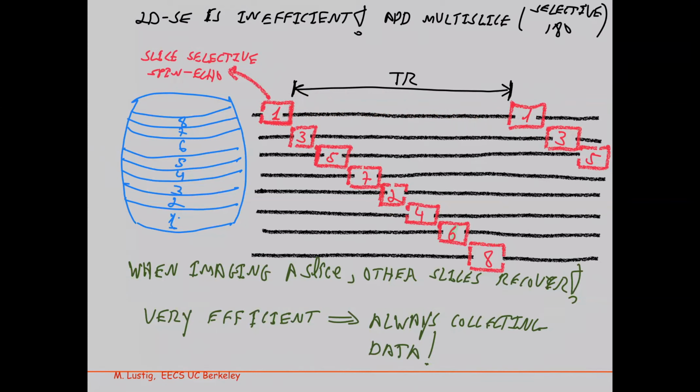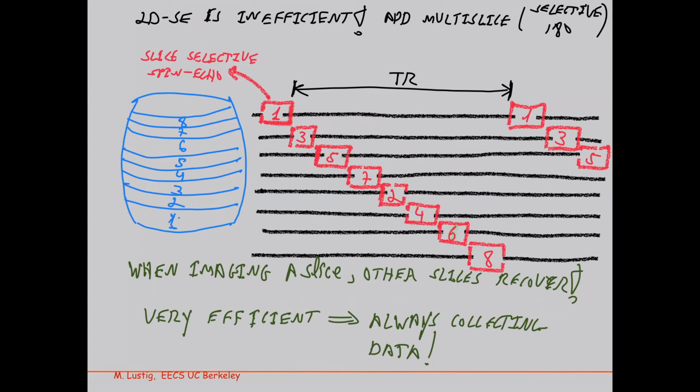So when imaging a slice, basically other slices have time to recover. So it's very efficient. We're always collecting data. The dead time is really very small. So what you see is when you prescribe a spin echo sequence and you prescribe one slice, it will take you, I don't know, 3 minutes to scan. And then you prescribe 2 slices and still 3 minutes. You prescribe 3 slices, still 3 minutes. 4, 5, 6, 7, 16 slices, still 3 minutes. It doesn't cost you until you reach a point where there's just not enough.